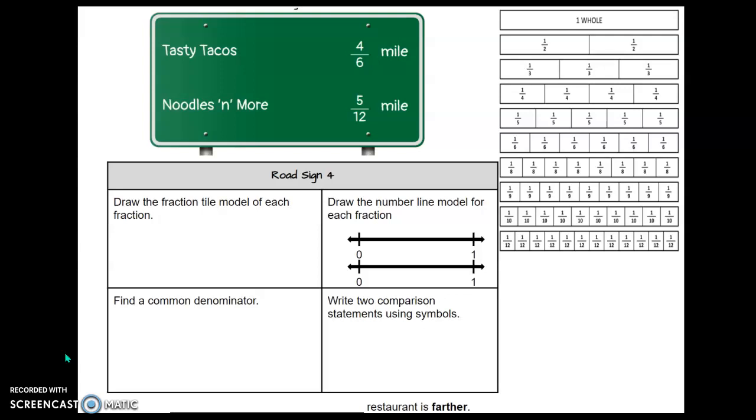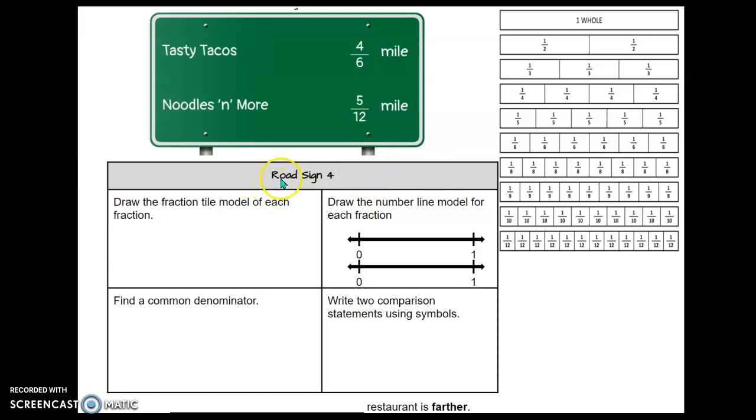We are going to continue to talk about comparing fractions. So you need your yellow fraction paper and you need your paper from yesterday, and I need you to turn to road sign number 4. When you have your yellow paper of fractions and you have road sign number 4, we are ready to rock and roll.